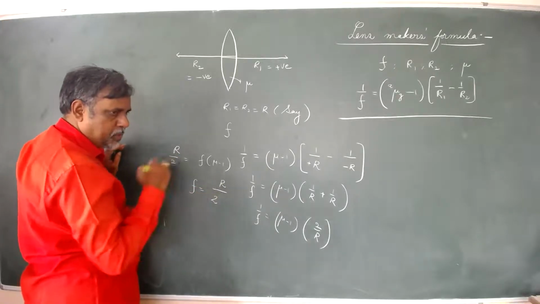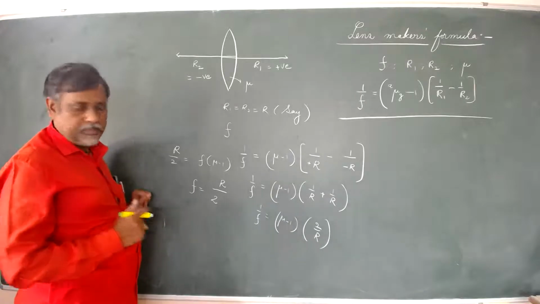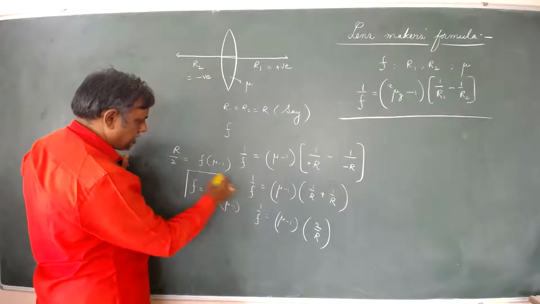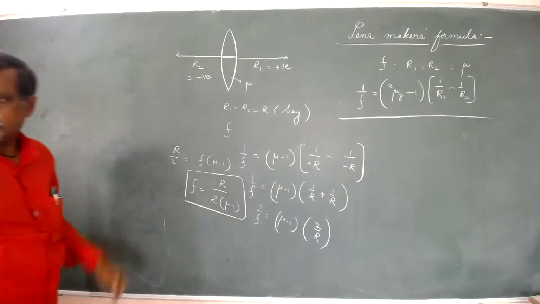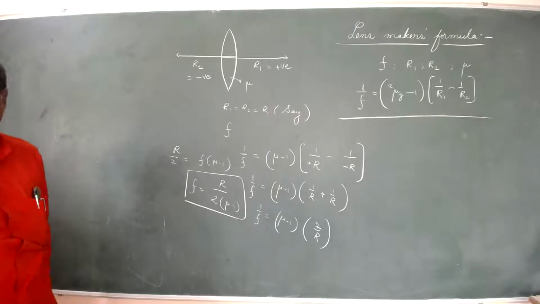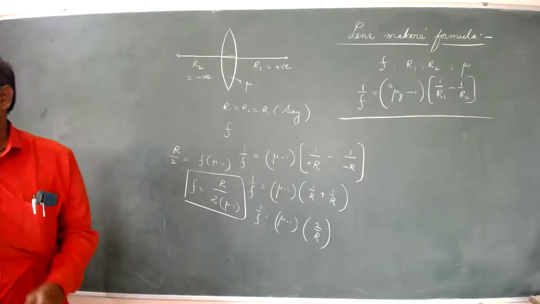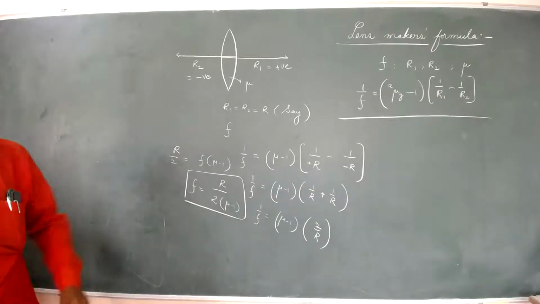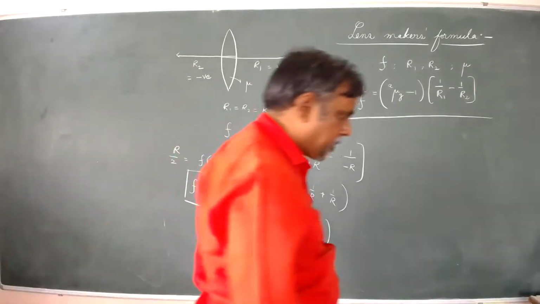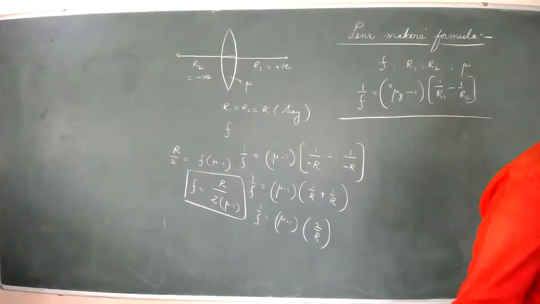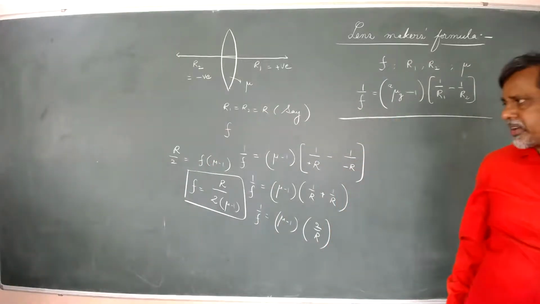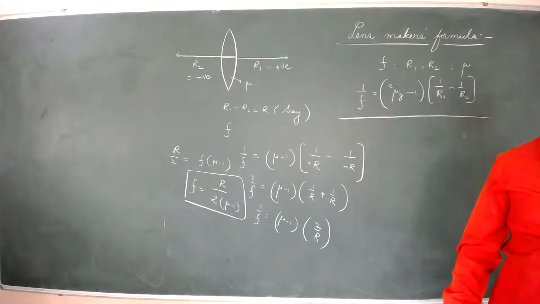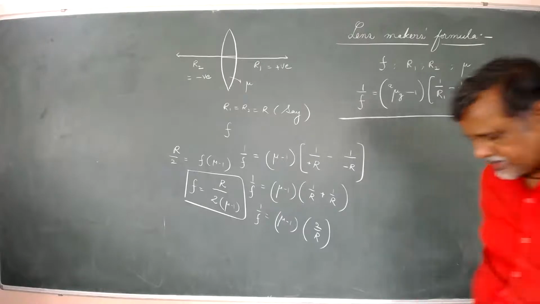f is equal to R by 2 alone is applicable for a mirror. Now, f is equal to R by 2 into mu minus 1 is for a lens. This is the relation between the focal length and radius of curvature in the case of a lens.